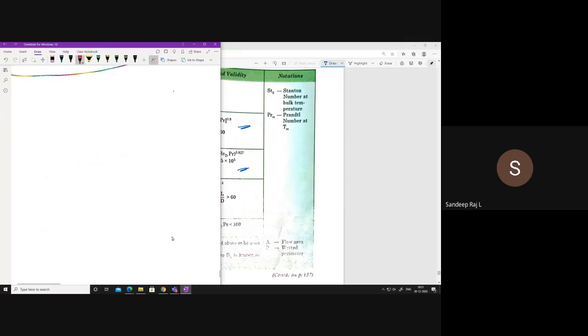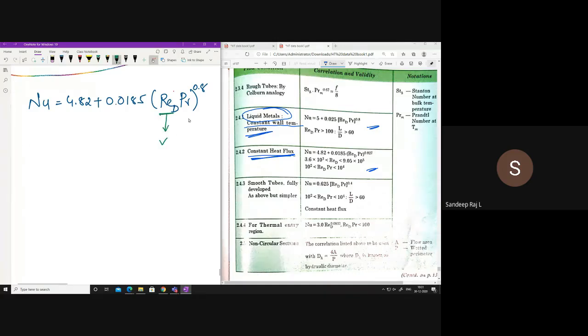So let me write that Nu formula here. Nu is equal to 4.82 plus 0.0185 into Re_D, meaning Reynolds number at the diameter, and then Prandtl power 0.8. So in this expression, you have the Reynolds number with you. You have just calculated it. Prandtl number, you have to get it from the data book.